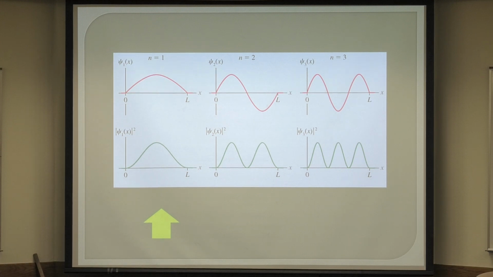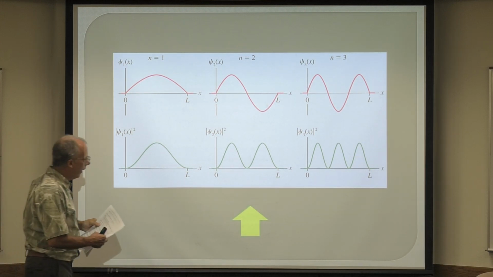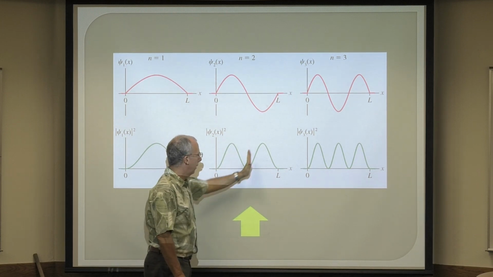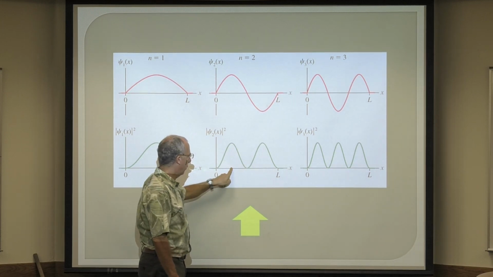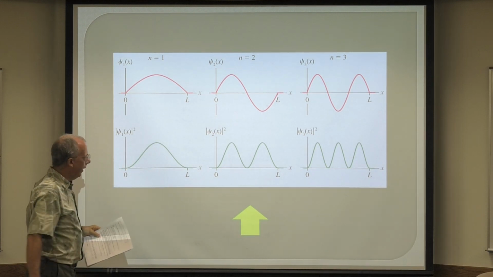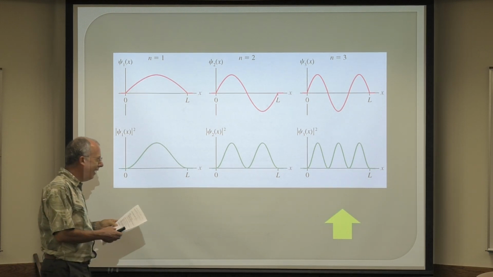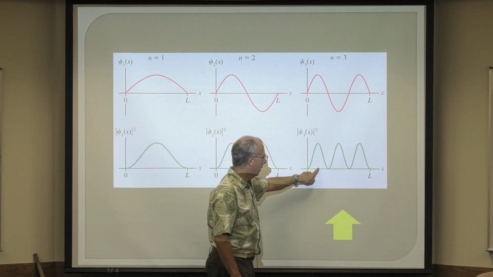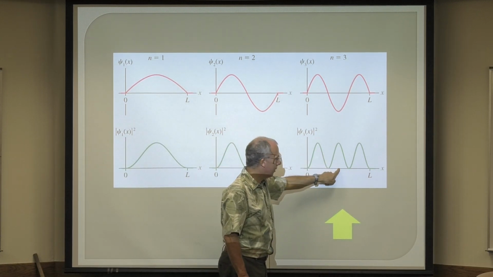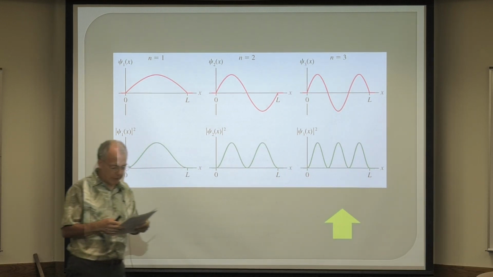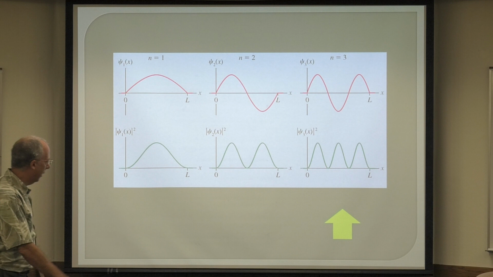Okay, look at this graph. Where's the particle most likely to be found? Right there and right there, right? So L over 4 and 3L over 4. Okay, right. How about that one? So it's going to be L over 6, 3L over 6, or L over 2, and 5L over 6. All right, that's fine.